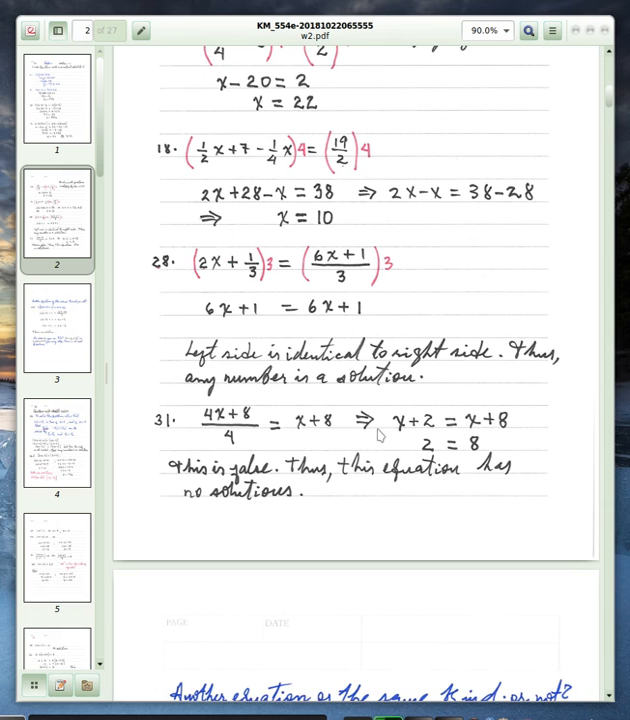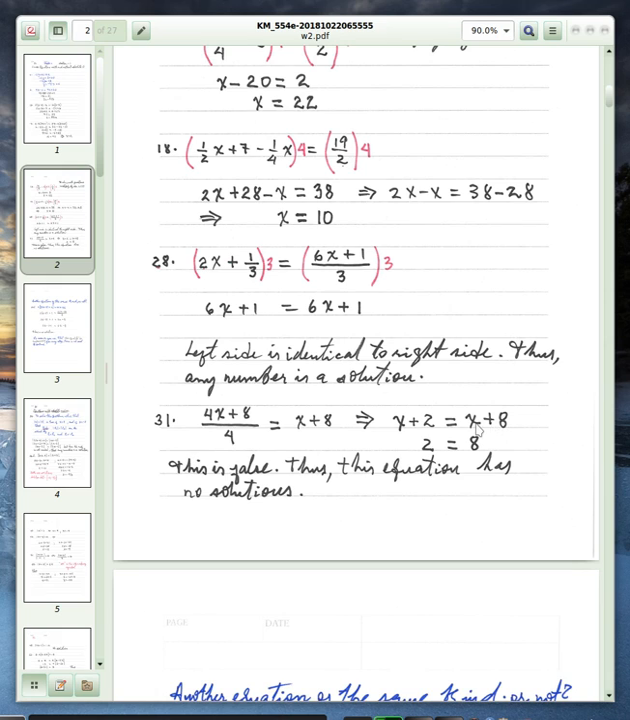So I have, actually that's not what I did. So let me backtrack here. What I did here was I simplified. 4 divided by 4 is 1x. 8 divided by 4 is 2. So on the left side I have x plus 2, on the right side I have x plus 8.